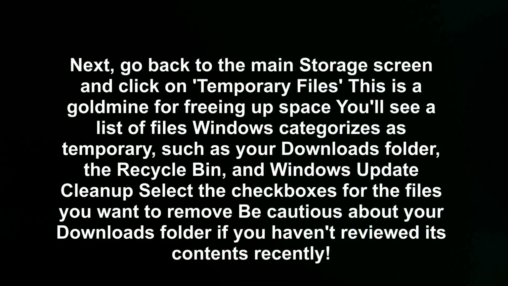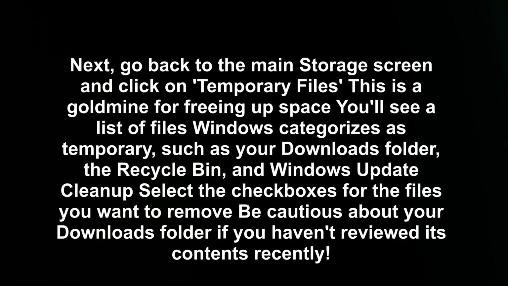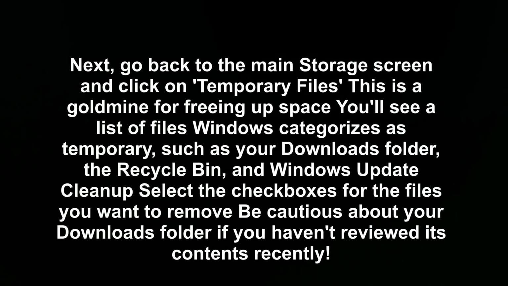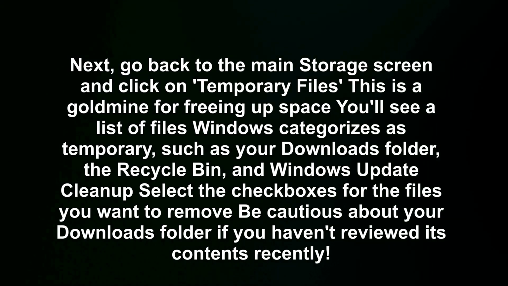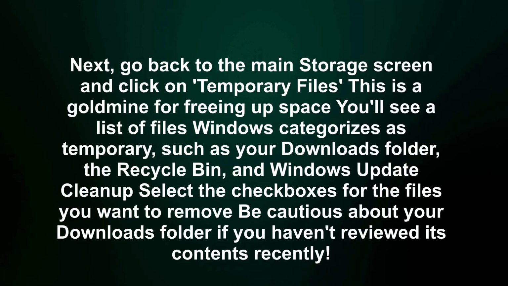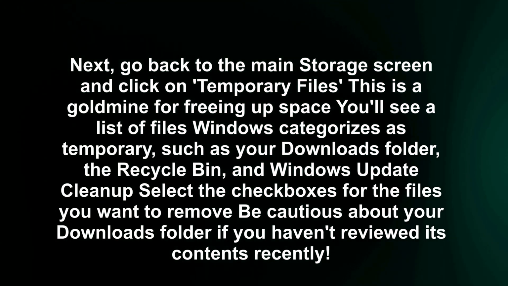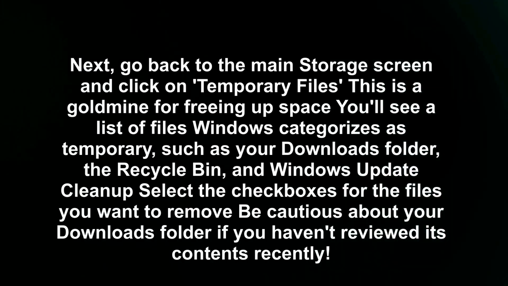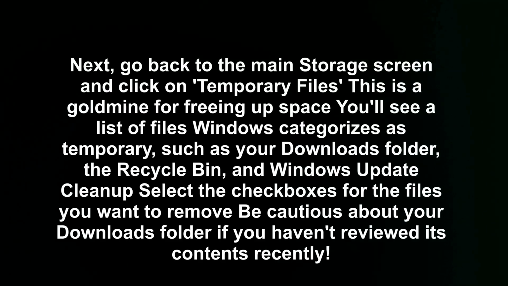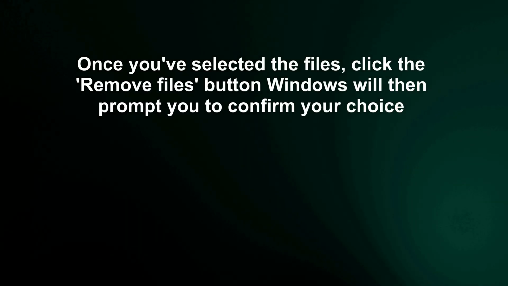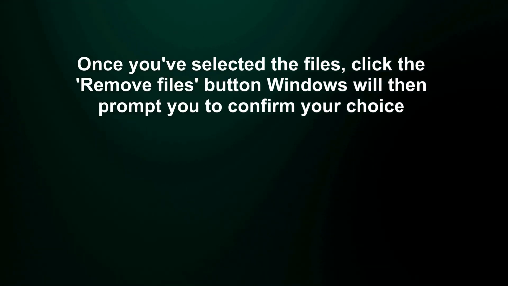Next, go back to the main storage screen and click on Temporary Files. This is a goldmine for freeing up space. You'll see a list of files Windows categorizes as temporary, such as your Downloads folder, the Recycle Bin, and Windows Update Cleanup. Select the checkboxes for the files you want to remove. Be cautious about your Downloads folder if you haven't reviewed its contents recently. Once you've selected the files, click the Remove Files button. Windows will then prompt you to confirm your choice.